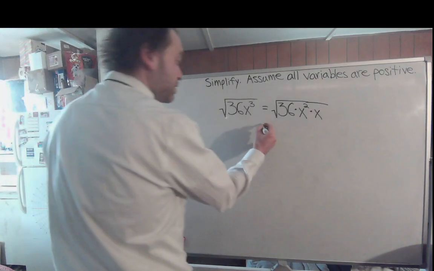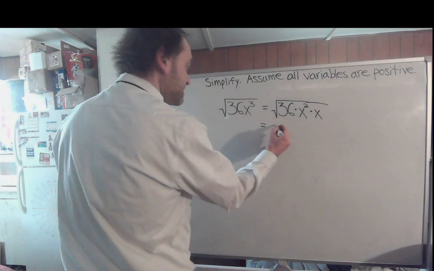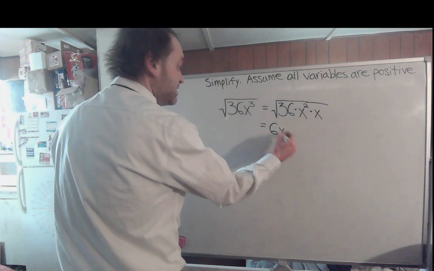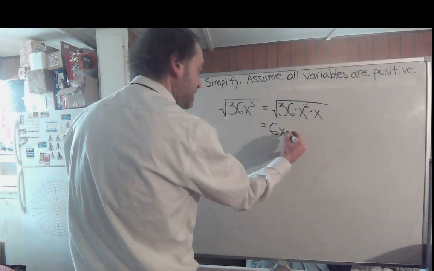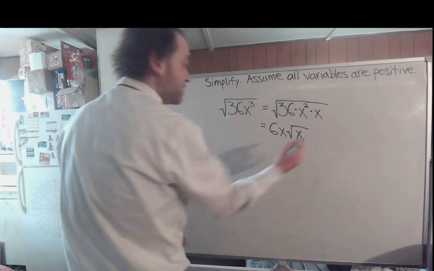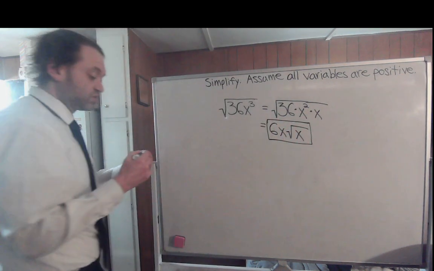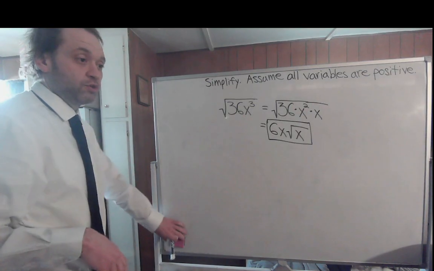Okay, so what's the square root of 36? Well, that's going to be 6. What's the square root of x squared? That's x, and then you just have that leftover square root of x that we can't do anything with. So this would just simplify into 6x times the square root of x. That's the best you could hope to do.